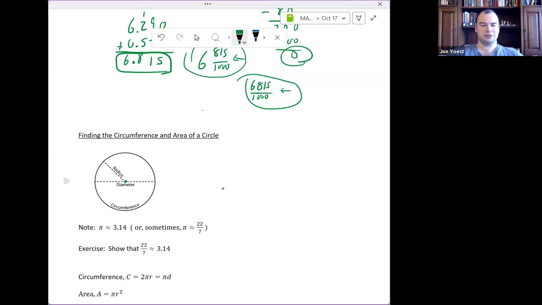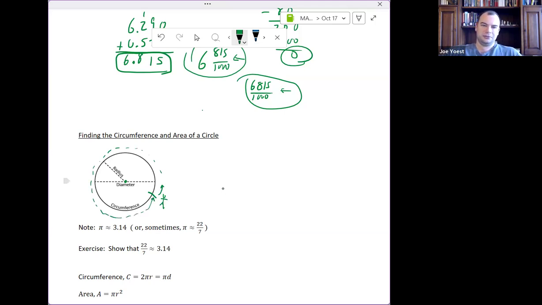The diameter is the line going from one side of the circle to the other side of the circle, passing through the center. It's the length of that line, the diameter. The circumference of the circle is the measurement going all the way around the circle. So if I pick whatever point on the circle I want to start at, I start walking around the circle and come back to where I started.